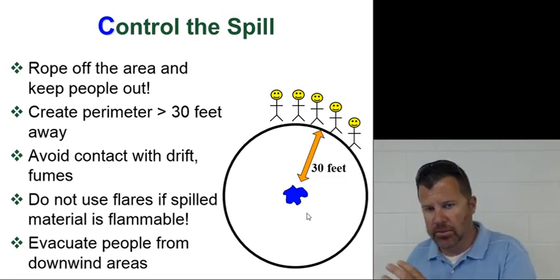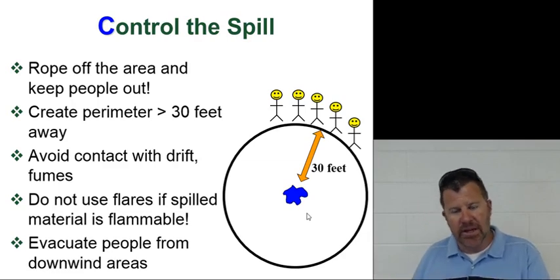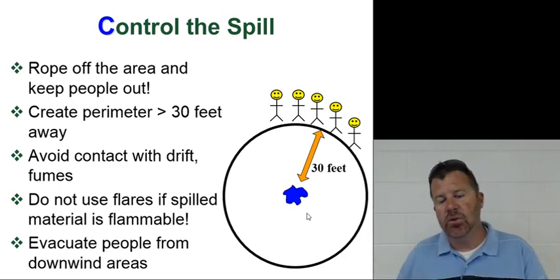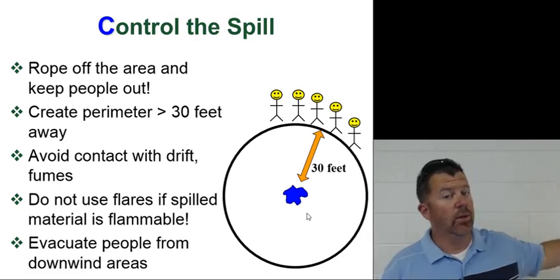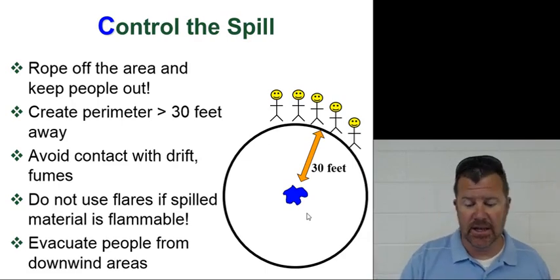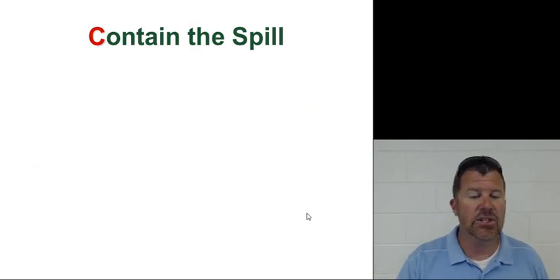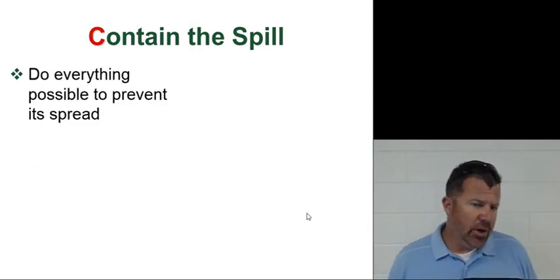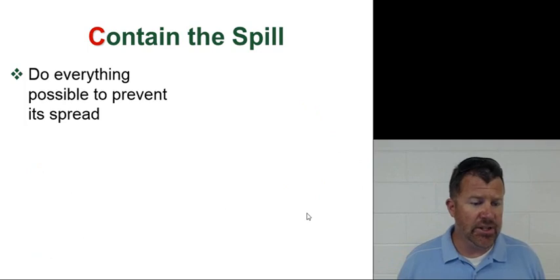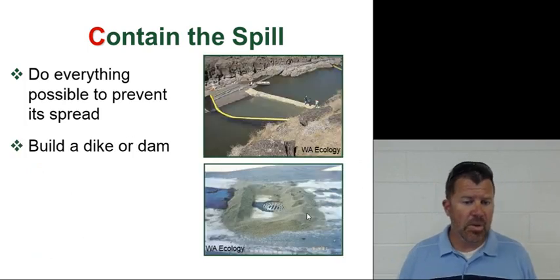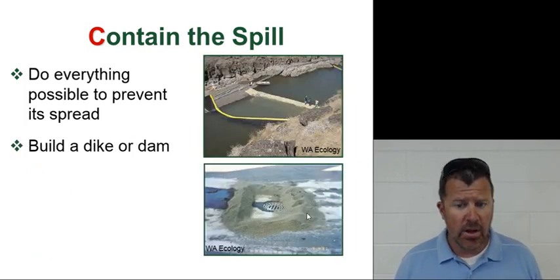And evacuate people from downwind areas. It's kind of going to be an inconvenience, but it's for their safety. You do not want to be downwind from some of these pesticides. Contain the spill. Do everything possible to prevent its spread. Build a dike or a dam.